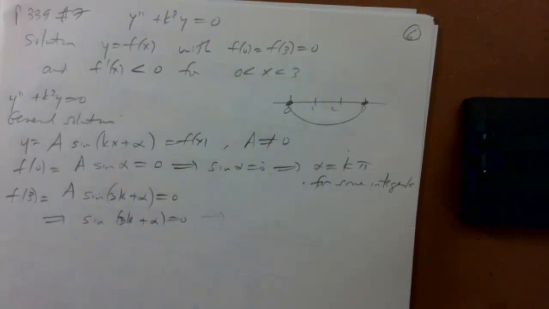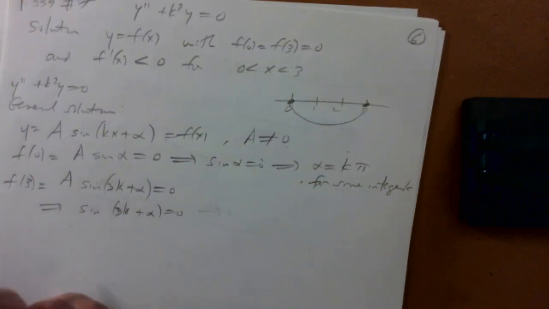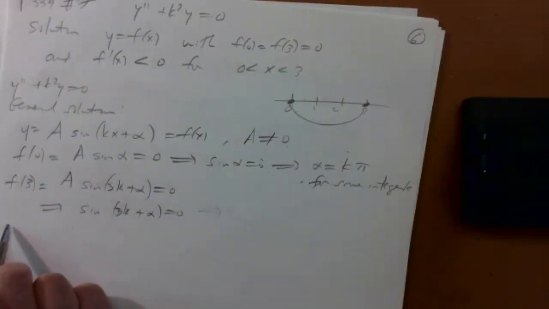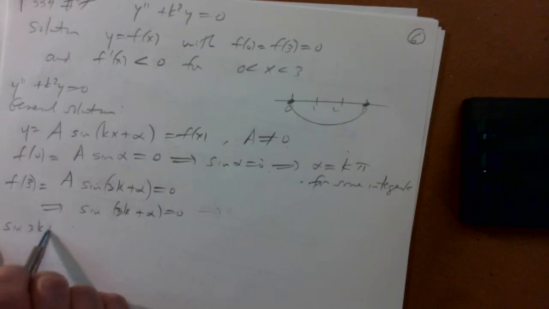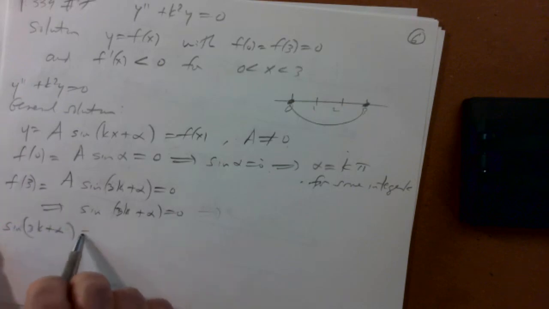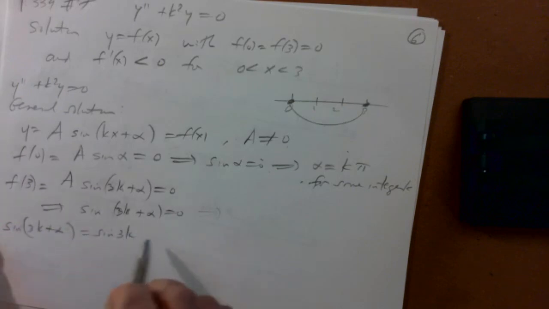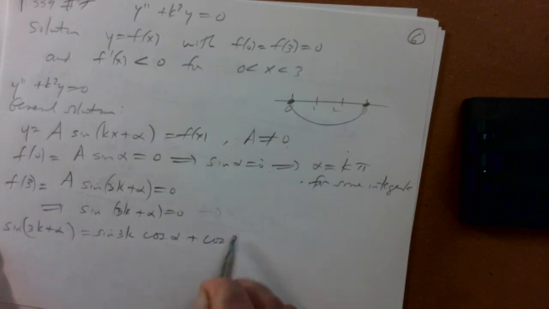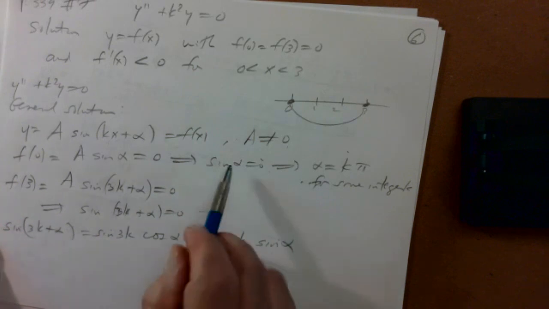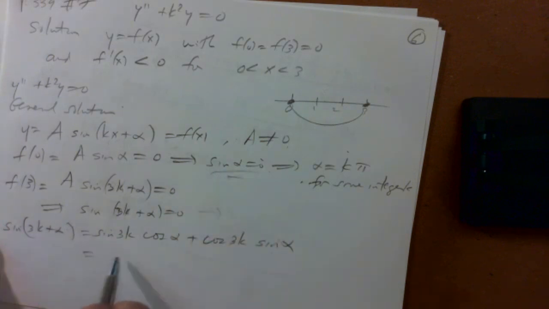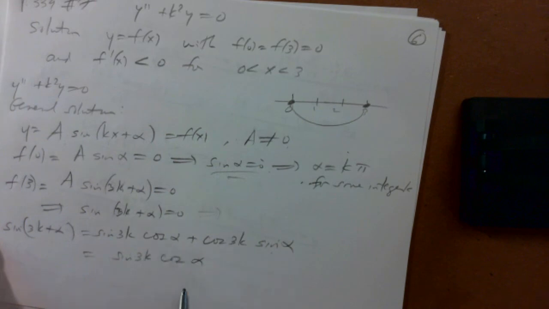So let's see, I can do this in a couple of different ways. Let me just use the addition formula for the sine. So the sine of 3k plus alpha is the sine of 3k cosine alpha plus cosine of 3k sine of alpha. Sine of alpha is 0. So this is the sine of 3k times the cosine of alpha.